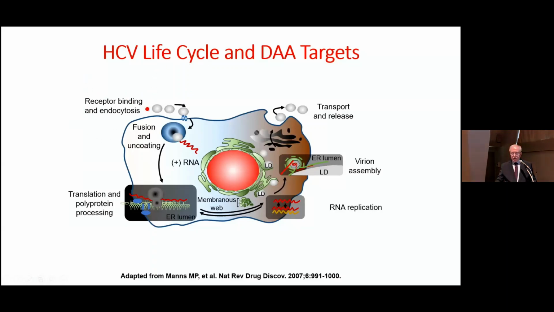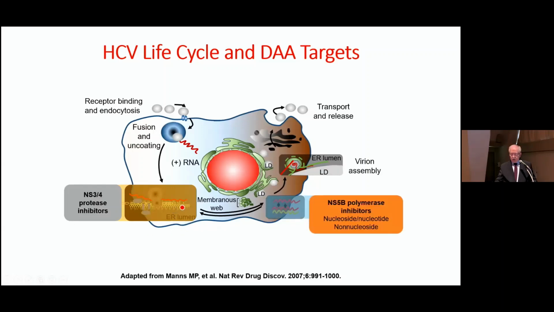First of all, the virus contacts hepatocyte receptors like collagen and others, and finally there is fusion, encoding and translation, and polyprotein processing in the endoplasmic reticulum lumen. At the membranous web there will be a proliferative process, and finally assembling, transport, and release out of hepatocytes. So the targets are NS3/4 protease inhibitors, NS5A inhibitors, though we don't definitively know the action of these blockers, and NS5B polymerase inhibitors, nucleoside or nucleotide or non-nucleoside inhibitors.